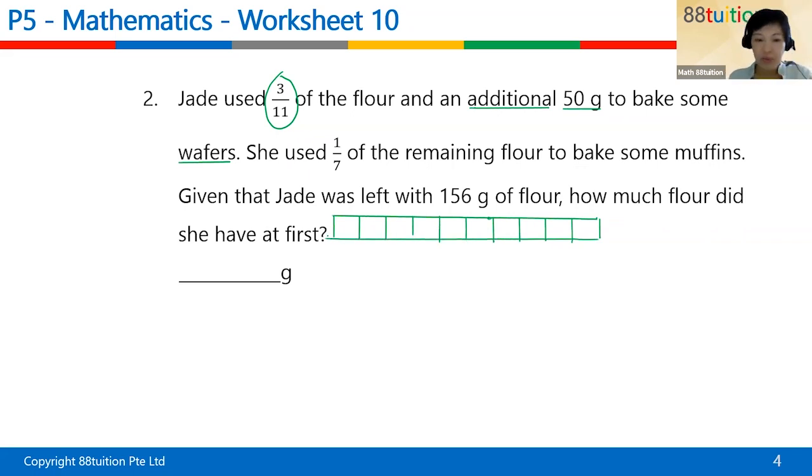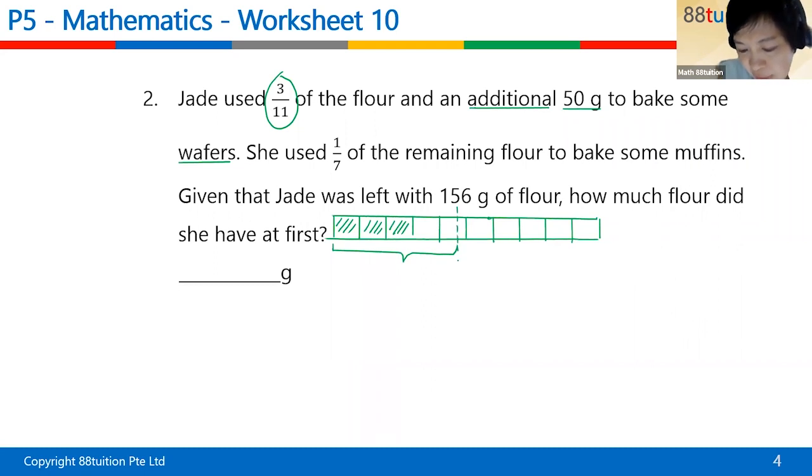Okay, so we have 3 out of 11. 1, 2, 3, 4, 5, 6, 7, 8, 9, 10, 11, and I shade 3 of them. So can I say this is 3 units? Never mind, I'm going to put here 3 units and maybe another 50. I don't know where the 50 is, I just approximately do this. Then I put here 50.